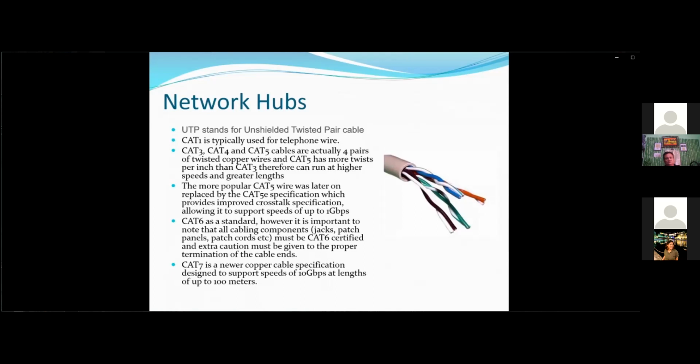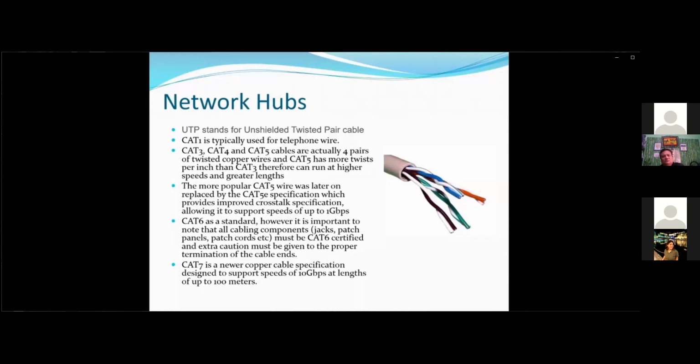Okay? So, CAT stands for category. So, CAT1 or category 1 is a typical use for telephone wire. Okay? So, pang telephone lang po siya. CAT3, 4, 5 cables are actually 4 pairs of unshielded twisted copper wires, and CAT5 has more twists per inch than CAT3. Therefore, can run at higher speeds and greater lengths. So kung makikita nyo dito sa picture, meron siya mga pares ng wires na nakaikot. So pag dumadami or mas marami ang twist niya, mas bumibilis, mas lumalaki yung capability at a greater length or mas mahabang range.